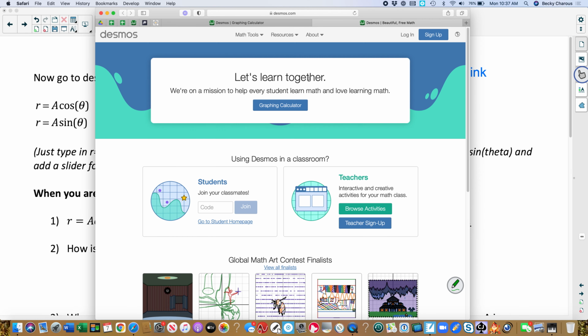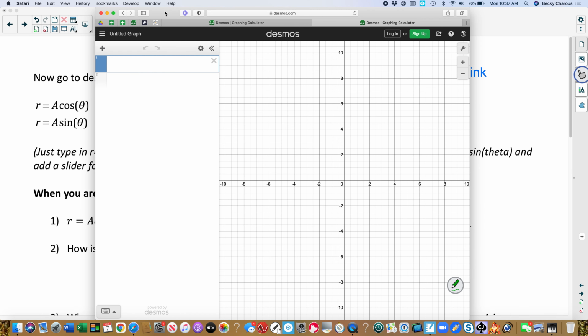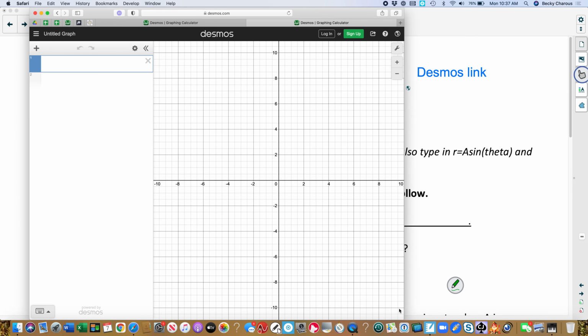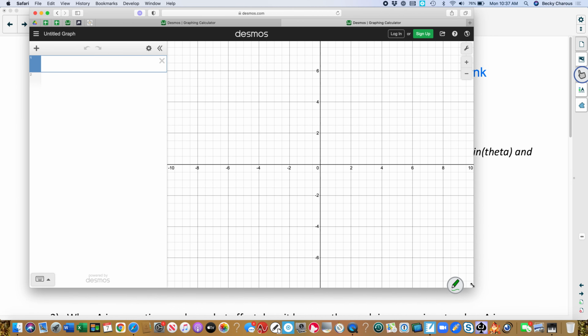Okay, so I'm going to graph. Okay, so what are we supposed to explore? We're supposed to go to Desmos and try a cosine theta with different values of a, and a sine theta with different values of a. Okay, so what would you want to try? What should we try? A positive a. Okay. Like a positive 7.